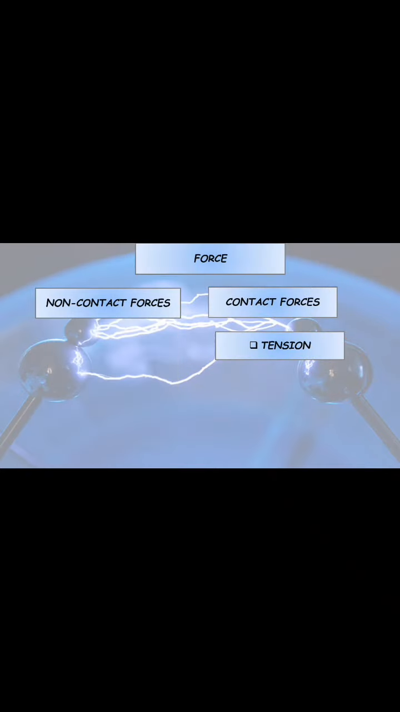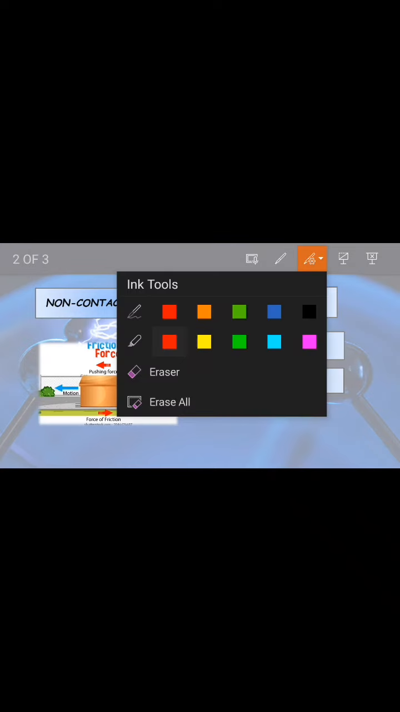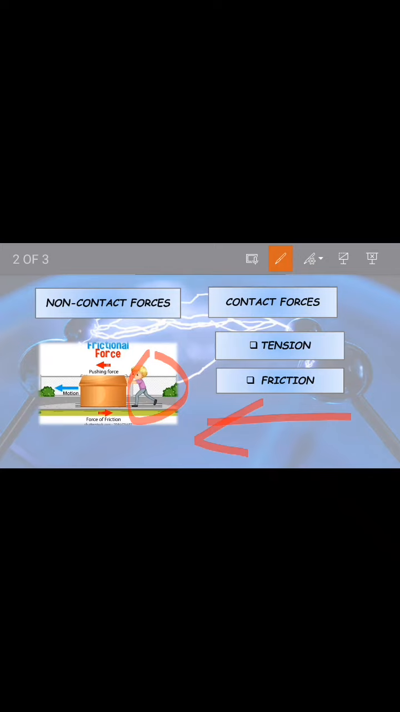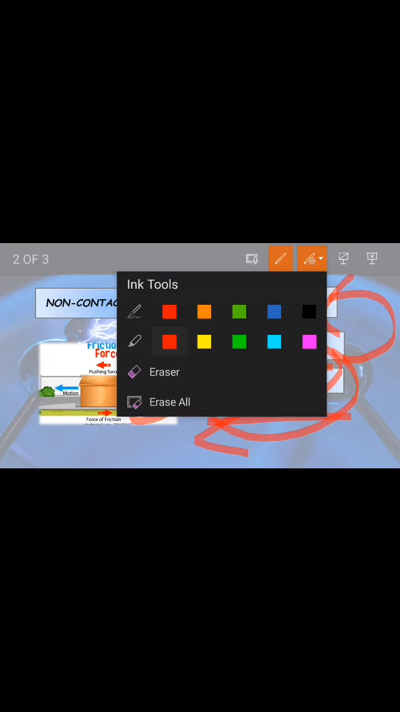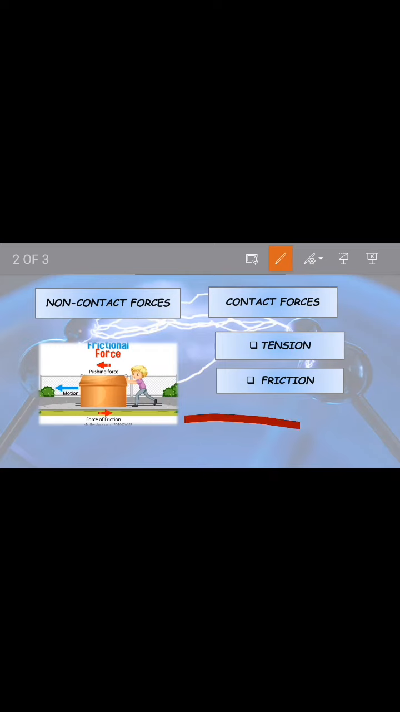Well, let's move forward. We have the example of friction. As you can see in this image, a boy is pulling a box, and the boy is applying the force in this direction, and the friction applied on that box is in the opposite direction. It means that when two surfaces are in contact with each other, they produce a force called friction, which is always in the opposite direction of the motion of that body. Now, friction is also a contact force because it is only produced when two surfaces are in contact with each other physically. So, friction is also a contact force.